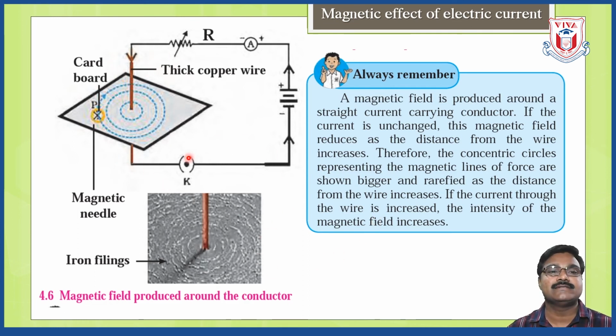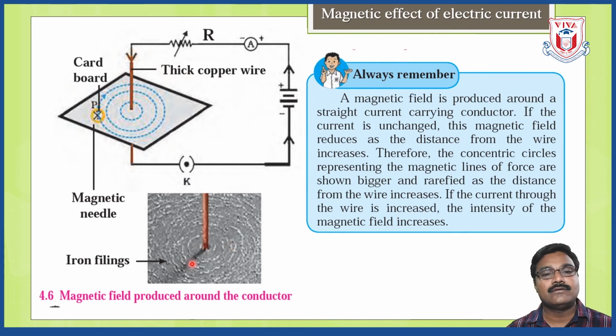That experiment is current carrying wire is placed or is pierced through a cardboard, and on that cardboard he placed some iron fillings, and when he started the current he found that iron fillings gets arranged in concentric circle in the form of concentric circle.